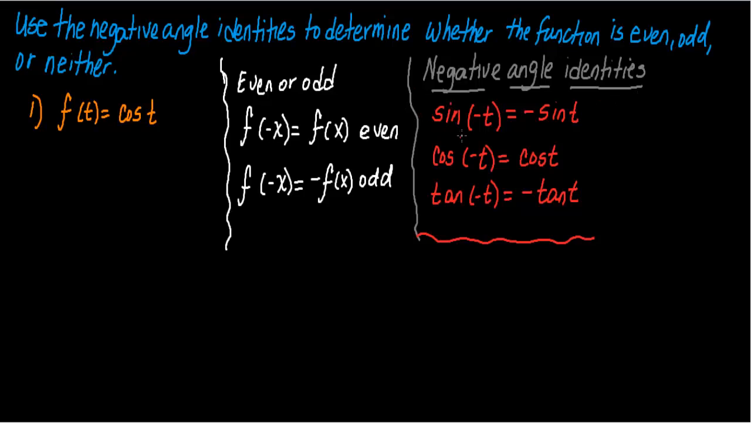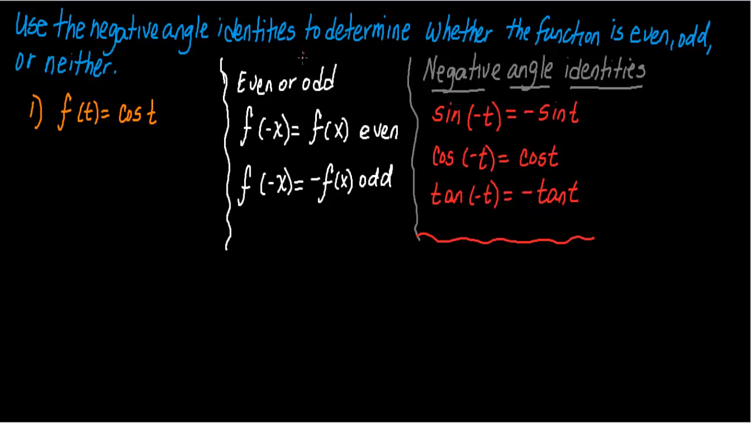We have that the sine of the negative angle is equal to the negative of the sine t. The cosine of the negative angle is equal to the cosine of that same angle, positive. And the tangent of the negative angle is equal to the negative tangent of the positive angle. And we discussed how we found these identities in class.